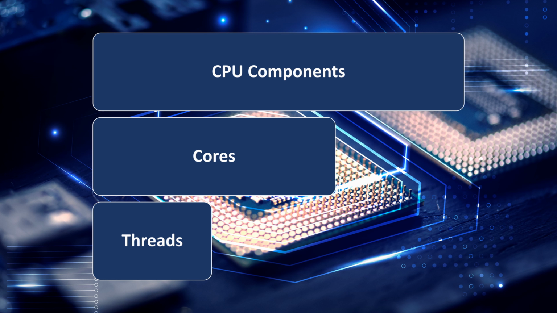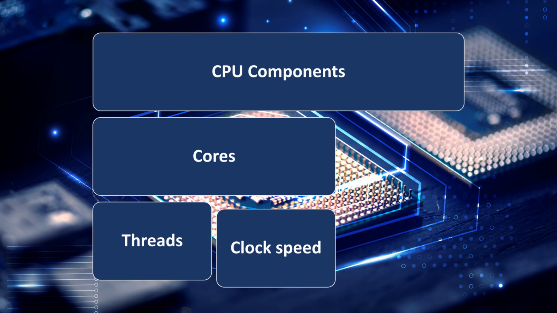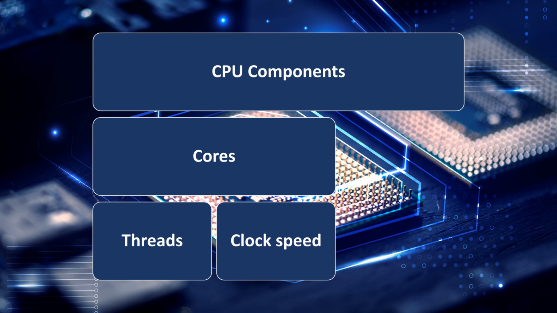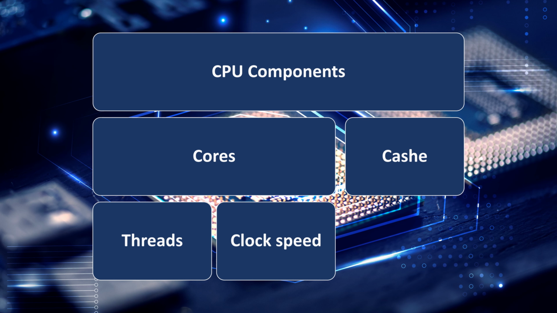Third component of a CPU is clock speed. The clock speed, measured in gigahertz, determines how many instructions the CPU can execute per second. For example, a CPU with a clock speed of 3.5 gigahertz can execute 3.5 billion cycles per second. Fourth component of a CPU is cache. The CPU has small, fast memory called cache to store frequently used data and instructions. For example, L1, L2, and L3 caches reduce the time needed to access data from RAM.